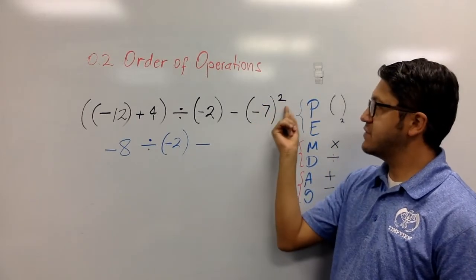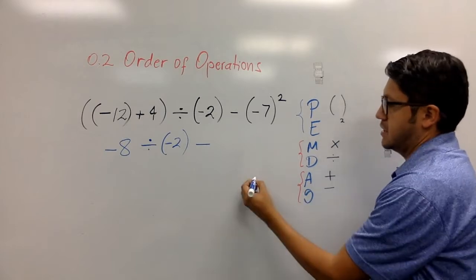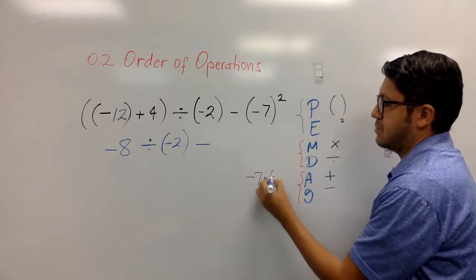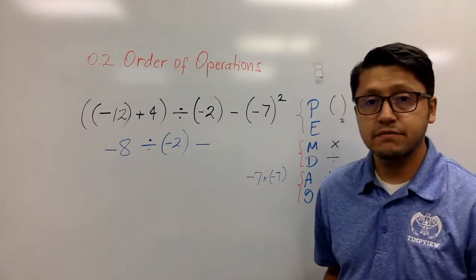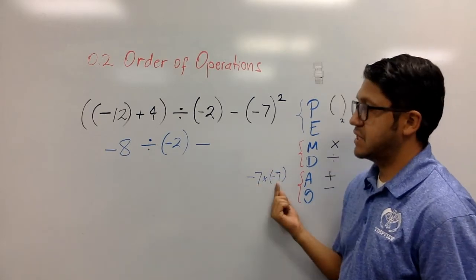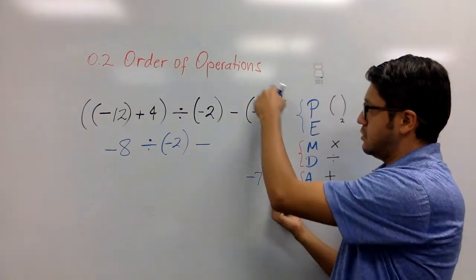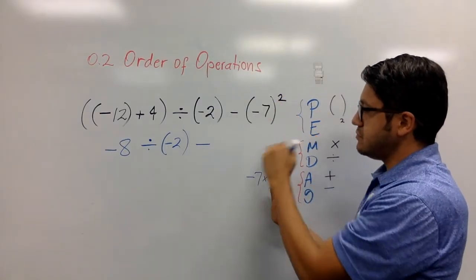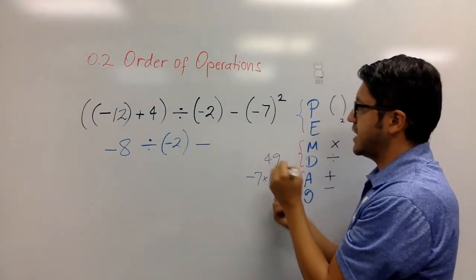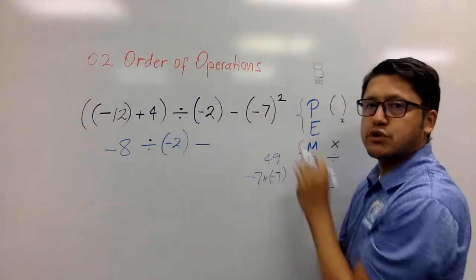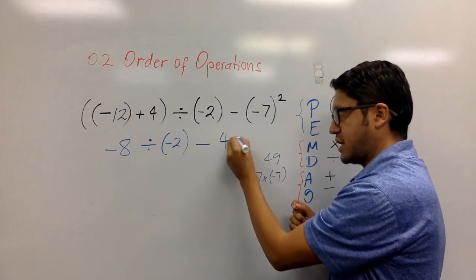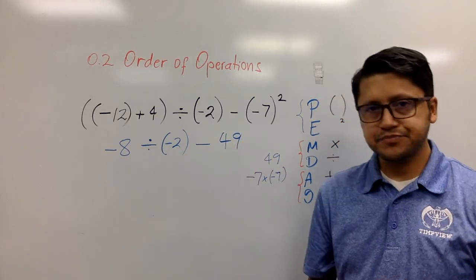So negative 7 squared is negative 7 multiplied by negative 7, right? Because it's the number multiplied by itself. That is going to be negative times negative is positive, so it's going to be 49. So this thing is 49. Be careful. We are subtracting this result. So you are subtracting 49, right?